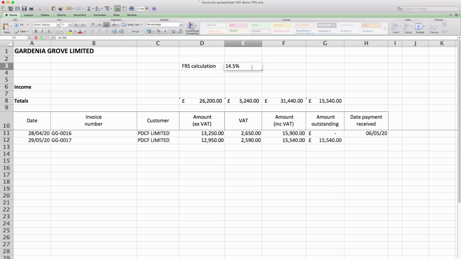Their flat rate percentage will be 14.5%. And so in terms of their VAT return, they will multiply the VAT inclusive total of £31,440 by their flat rate percentage 14.5%. That's the amount that you would include in your VAT return. You would include the £4,558.80 as your sales VAT, and you would include £31,440 as your sales amount.